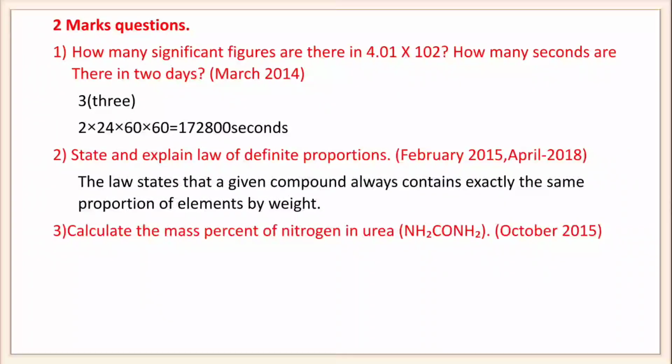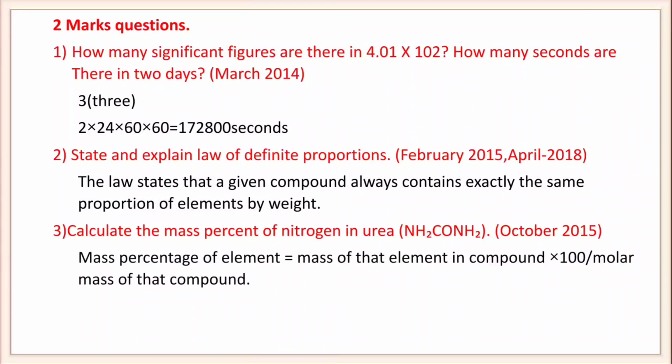Very important. Calculate the mass percentage of nitrogen in urea. You know the formula: mass percentage of any element is equal to mass of the element in the compound into 100 divided by molar mass of that compound. So in this case, you have to calculate the mass of that element in the compound. How much nitrogen is there, you have to get it, into 100 divided by molar mass of the compound. You just try, guys. Comment your answer in the comment section. Question 3rd, you have to answer it. Comment your answer.